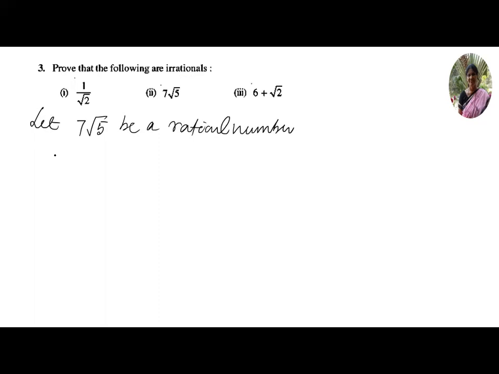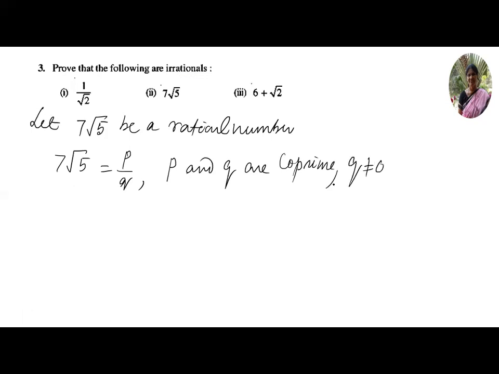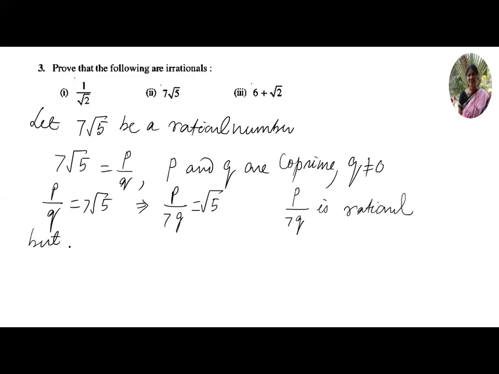Then it can be written in the form 7 root 5 is equal to p by q, where p and q are co-prime and q is not equal to 0. Then p by q is equal to 7 root 5, or p by 7q is equal to root 5. So here you will write that the left hand side is a rational number because p is an integer, q is an integer. So p by 7q is rational. But root 5 is not rational.